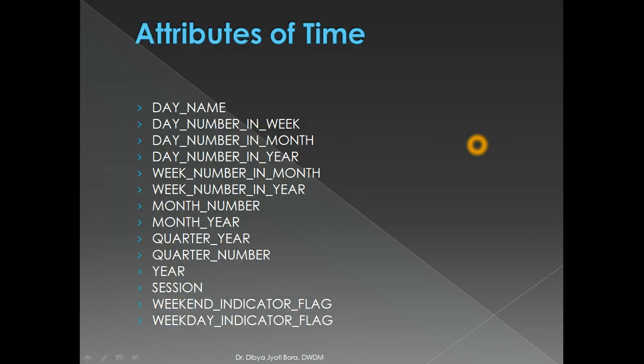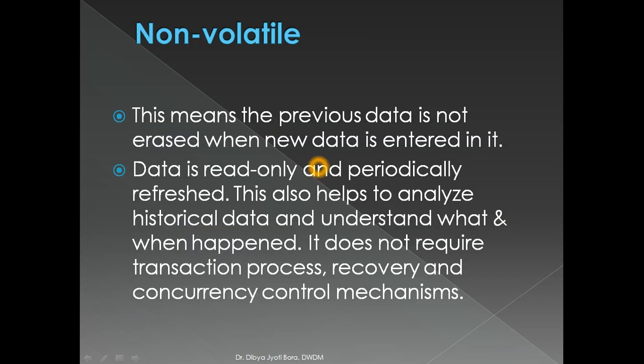Now, attributes of time may be like day name, day number in week, day number in month, day number in year, week number in month, week number in year, month number, month year, like that. Now non-volatile. I hope you all know that. What does it mean? Non-volatile means that previous data is not erased when new data is entered.